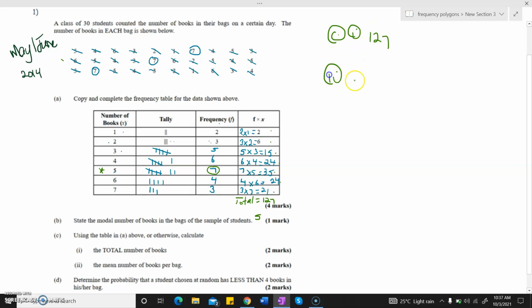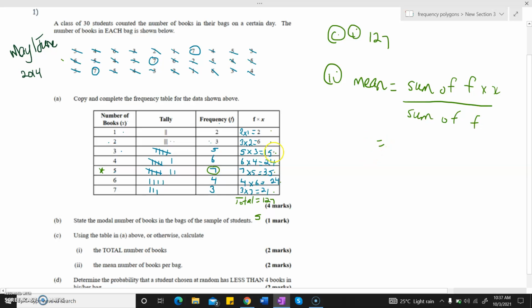Part 2, they want to find the mean. Remember, to find the mean using the table, it is the sum of the f times x column all over the sum of the frequency column. What is the sum of the frequency? I'll just put it here. That was the total for this. And we'll get 127 over 30. And then when we divide that, we get 4.2. I just rounded it up there, right?